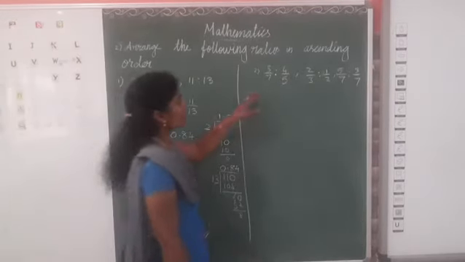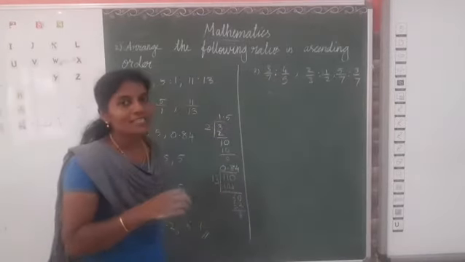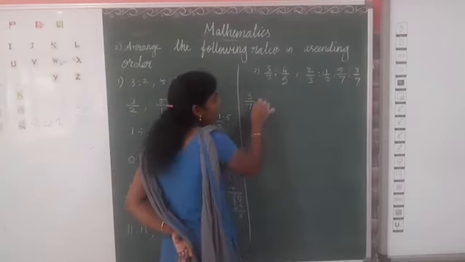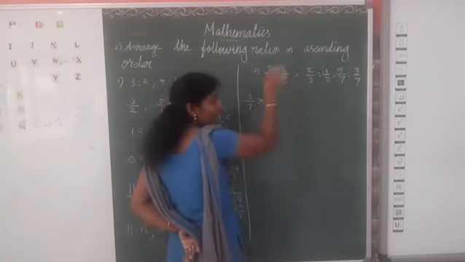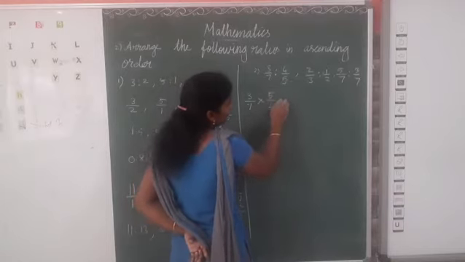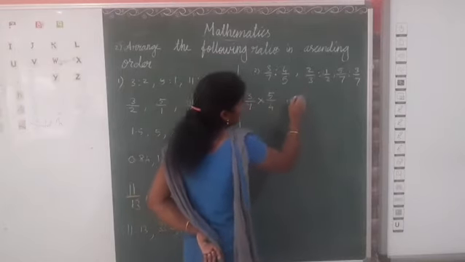Now next, this is 3 by 4 is to 5 by 7. That is division, isn't it? If we write it as multiplication, we write the reciprocal of the second fraction, 5 by 7, that is 7 by 5.